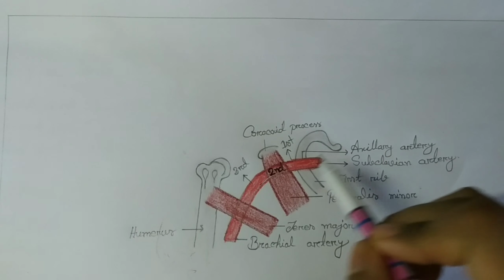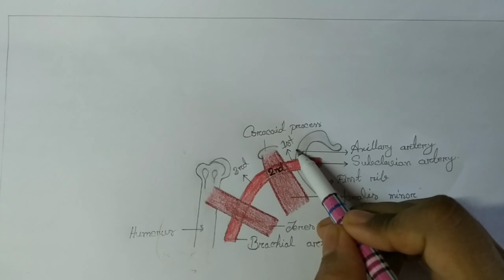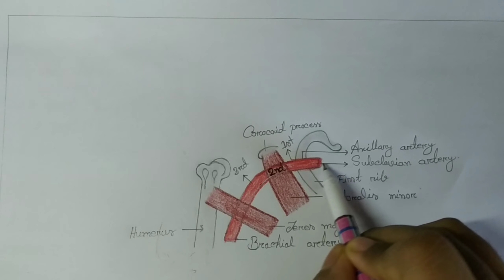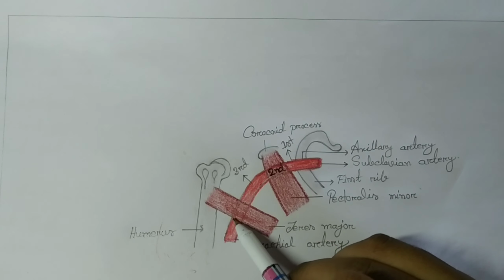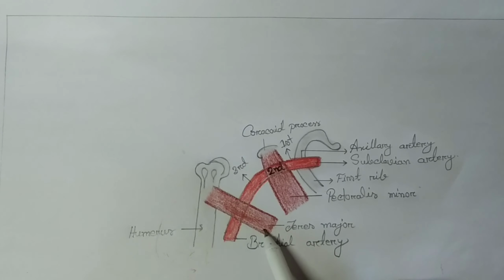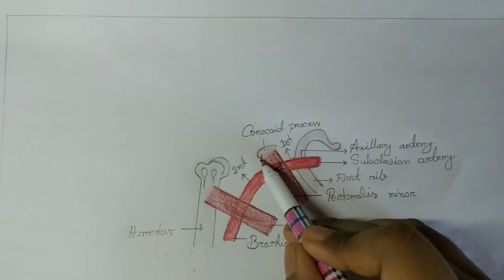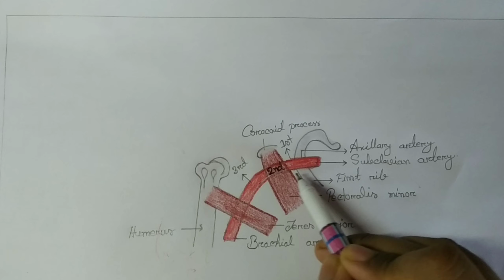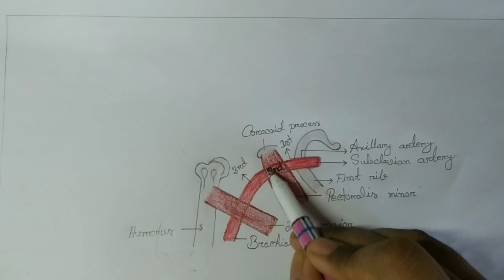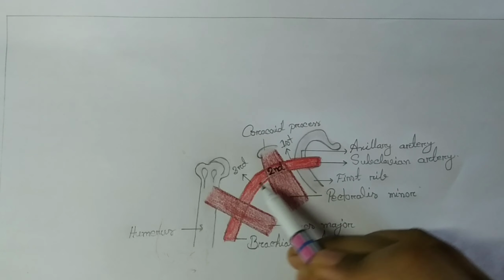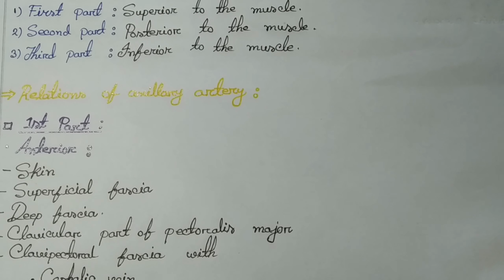So we have learned that axillary artery begins at the outer border of the first rib as the continuation of the subclavian artery, and it terminates at the lower border of the teres major muscle. Pectoralis minor muscle divides the artery into three parts: superior part, posterior part and inferior part to the muscle. Now let's discuss the first, second and third part of the axillary artery in detail.